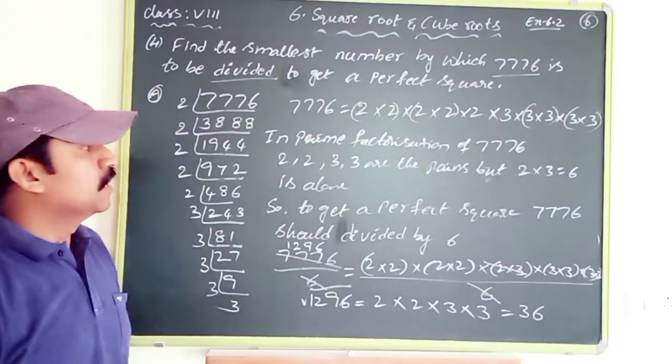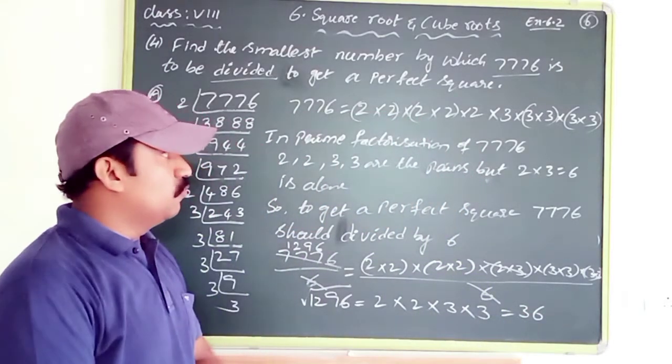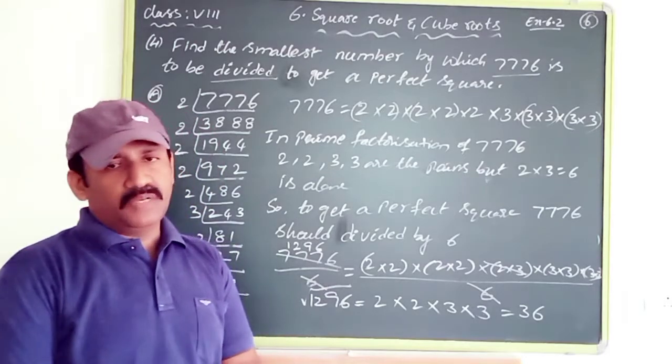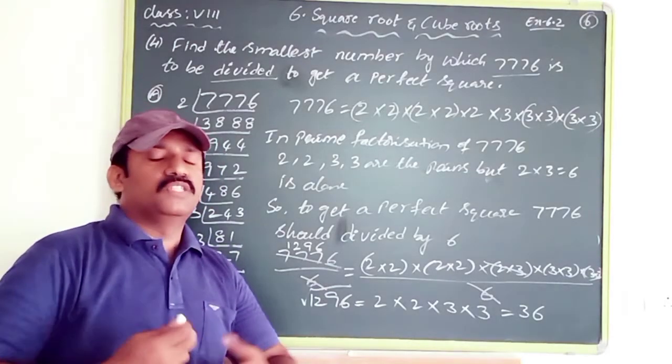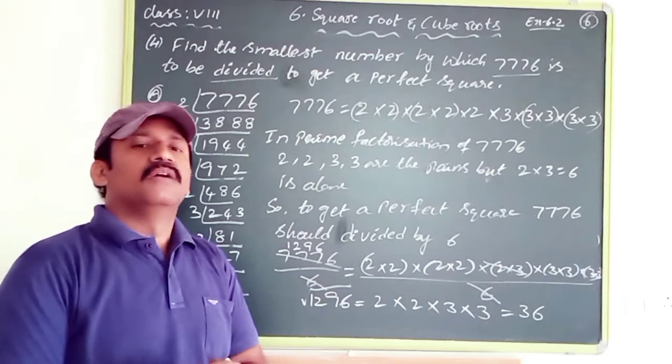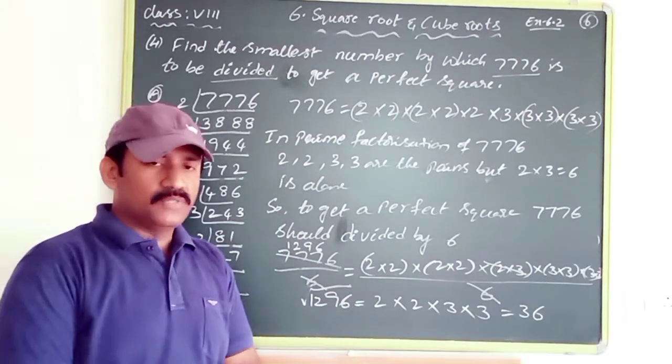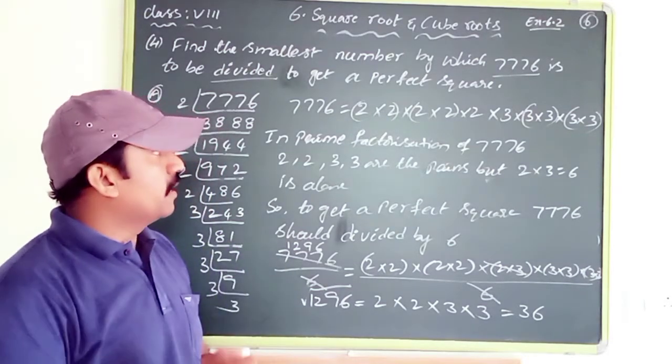Okay, so this is the model. These are very important models, children. Which is a perfect square, which is not a perfect square. To get a perfect square, by which number do we have to multiply? To get a perfect square, by which number should we divide? These concepts are very, very important. I hope you understood this model.